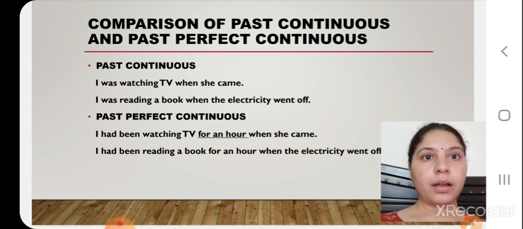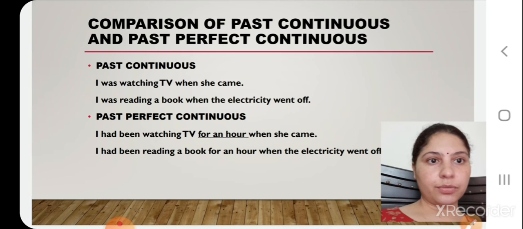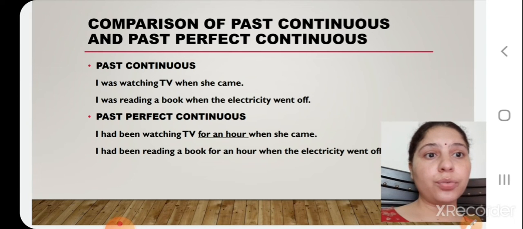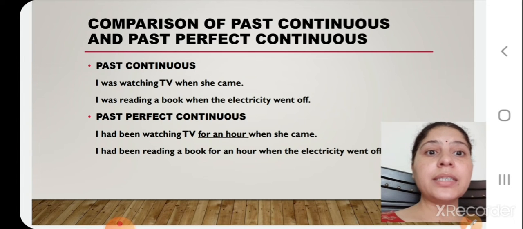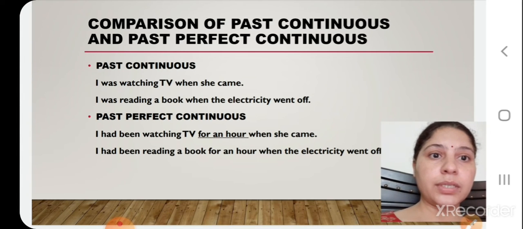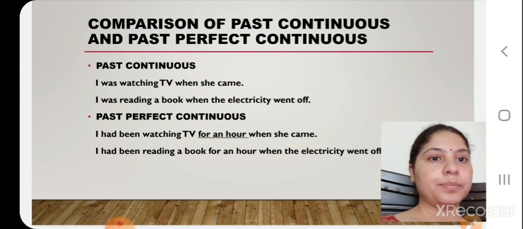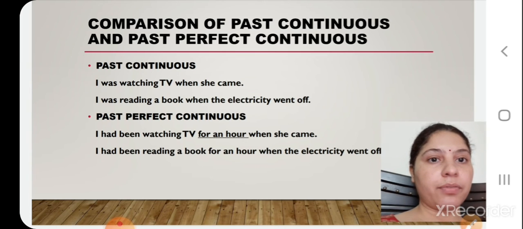Now we are comparing here past continuous and past perfect continuous tense. In past continuous tense, we don't mention the duration of time, children. I was watching TV when she came. So I was watching TV. This is past continuous. And the same sentence becomes past perfect continuous if we add the duration to it. I had been watching TV for an hour when she came. So by adding for an hour, we made the sentence past perfect continuous.